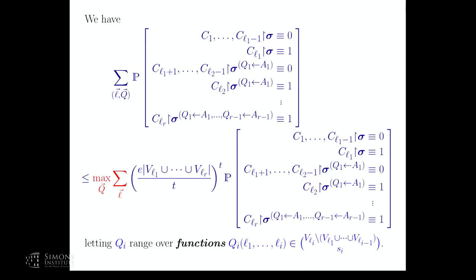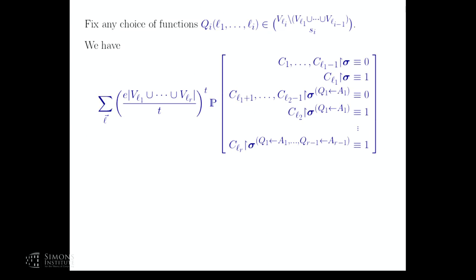Now we'll let our Q range over functions. So Q_i now will assign, for every possible choice of indices L1 to L_i, some subset there. Otherwise it doesn't make sense, because the Qs depend on the Ls. So you just make them functions, and you can switch these like this. Now this is nice because it lets us fix a choice of those functions, an arbitrary choice of those functions.